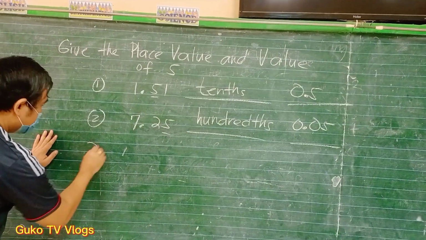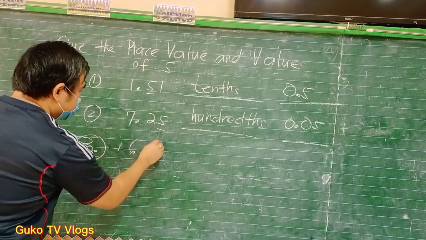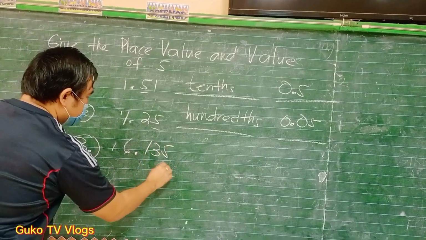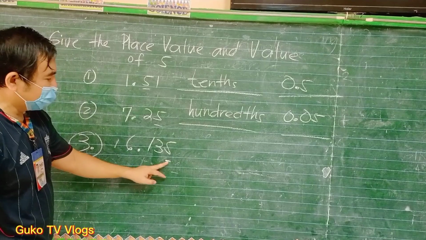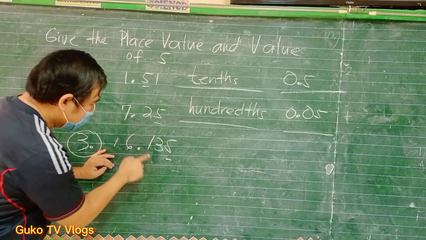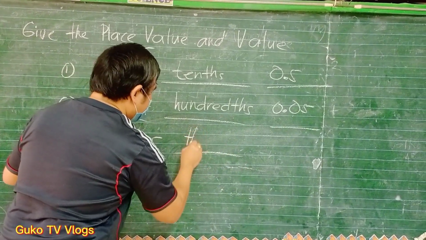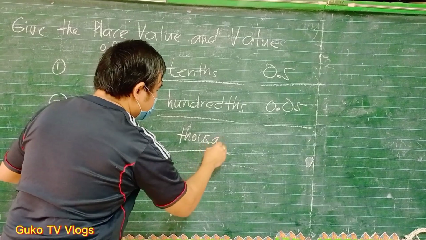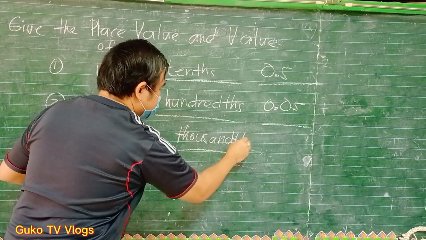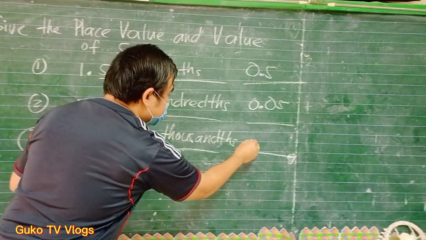Let's give another example. Example number 3. Again, give the place value and the value of 5. So 5 here is in the, again, tenths, hundredths, thousandths. So the place value of 5 here is the thousandths place, and its value is 5 thousandths.